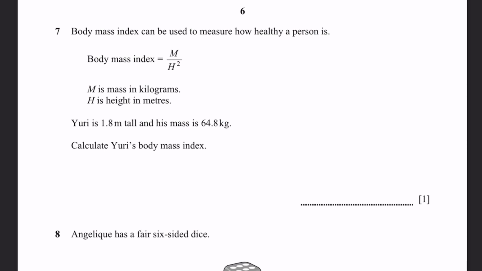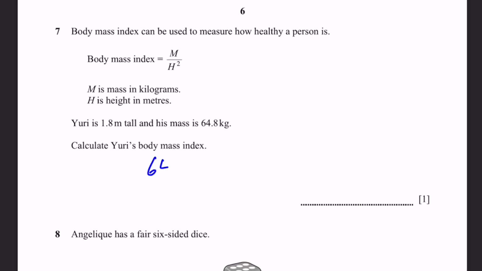Body mass index is equal to m by h squared. M is mass in kilograms and h is height in meters. Yuri is 1.8 meters tall and his mass is 64.8 kg. Calculate Yuri's body mass index.